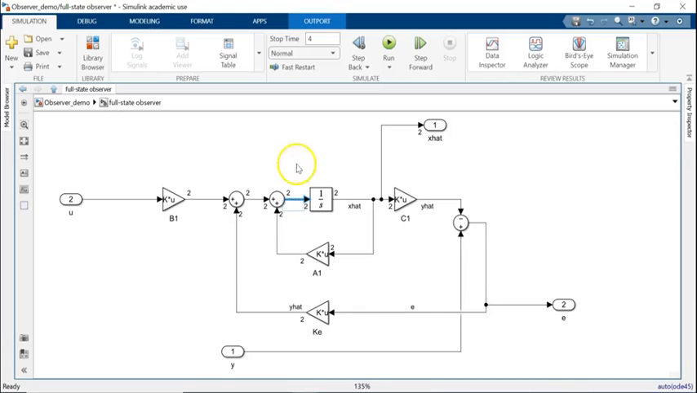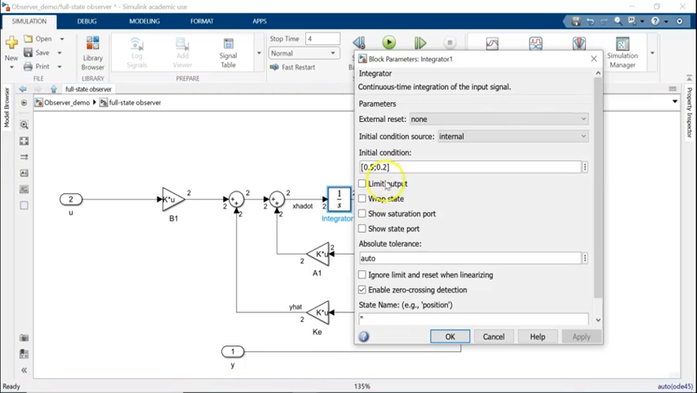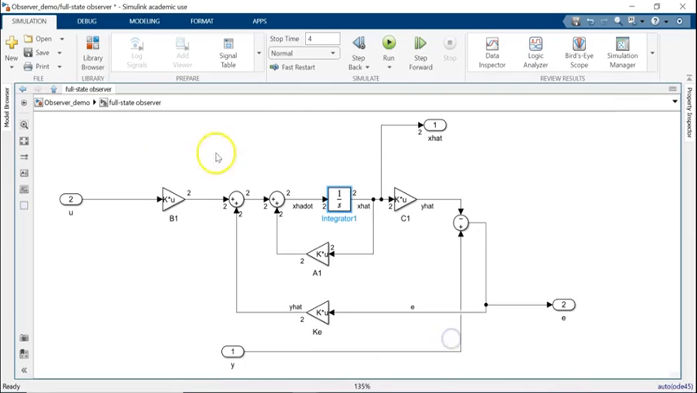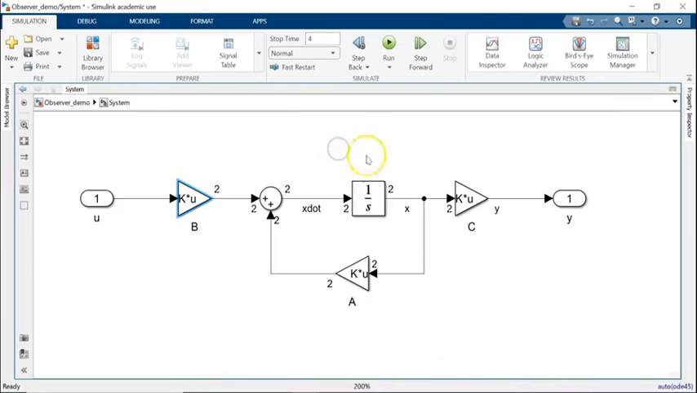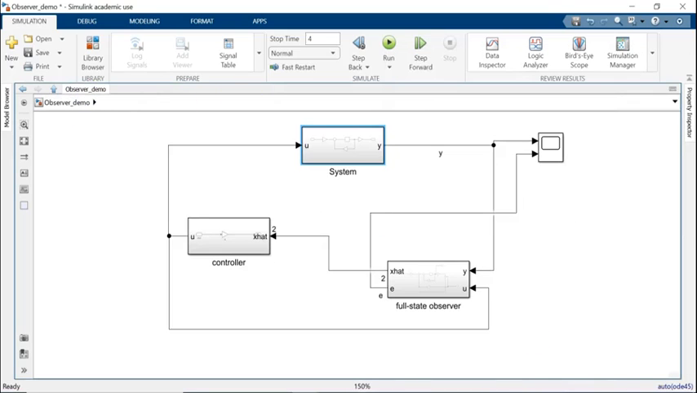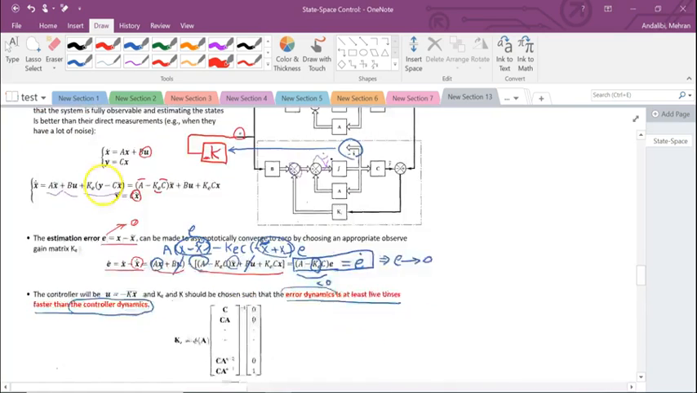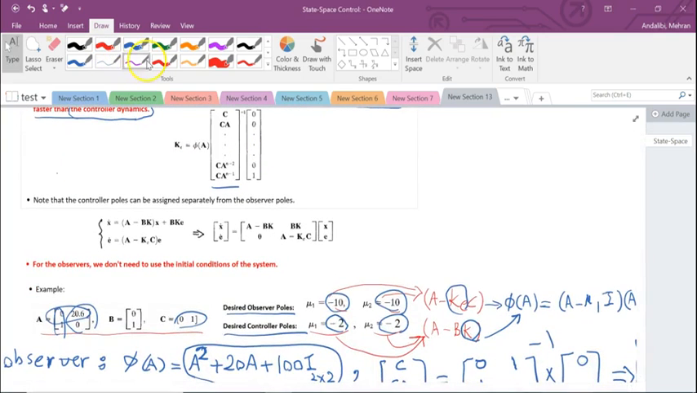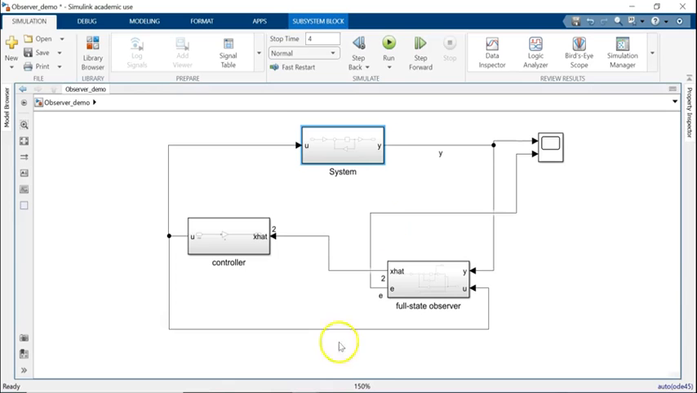Right? And integrate it to get you X hat. And these are the initial conditions for X hat. You see these numbers 0.5 and 0.2, which I used, are different from the system initial conditions, which are 1 and 1. Okay, so that's another thing I mentioned for you here, that the initial conditions of the observer and the system do not need to be the same. They can be different if you want. And that's what I did here.